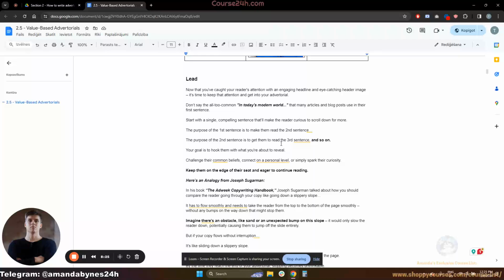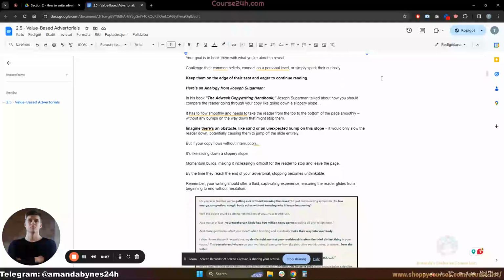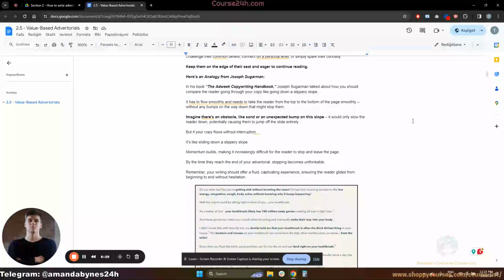Here's an analogy from Joseph Sugarman. In his book, The Adweek Copywriting Handbook, Joseph Sugarman talked about how you should compare the reader going through your copy to going down a slippery slope. It has to flow smoothly and needs to take the reader from the top to the bottom of the page without any bumps on the way down that might stop them. Imagine there's an obstacle like sand or an unexpected bump on a slope you're going down. It would only slow you down and potentially make you want to jump off the slope.